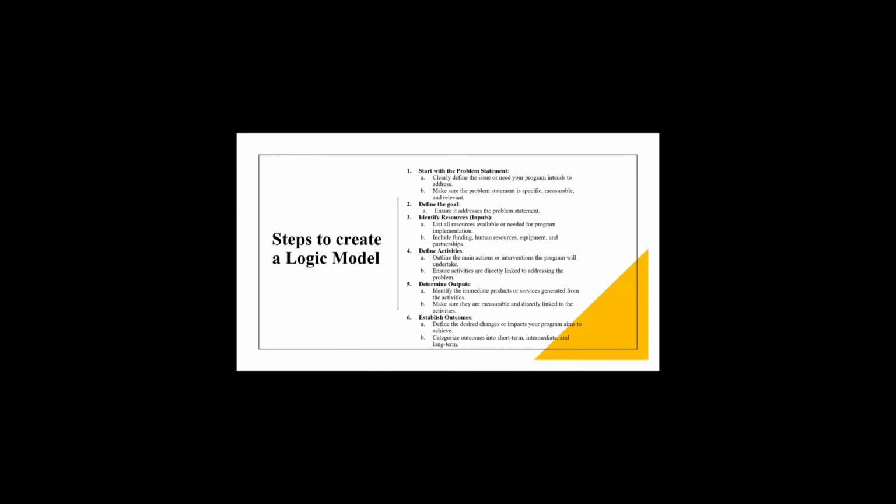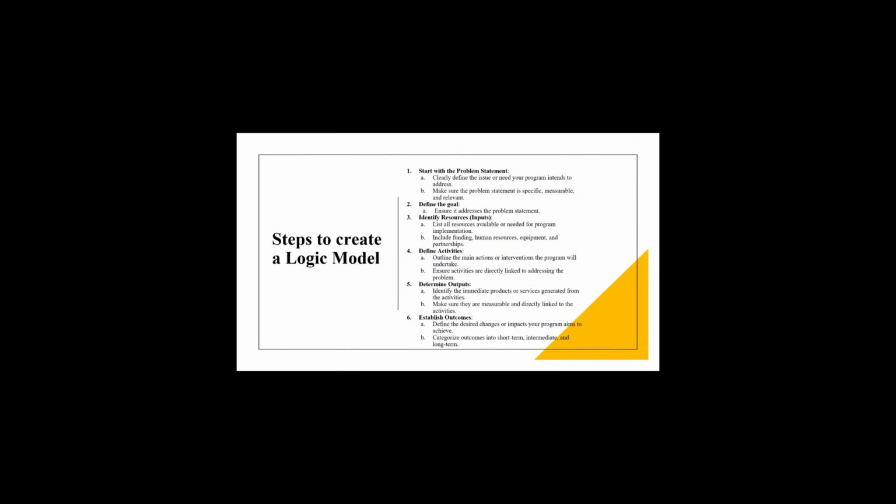And then the next step is to determine all the outputs, which are the immediate products or services that will be produced based on these activities. They also need to be measurable and clearly connected to what you're doing. You're not going to have an output that doesn't really address or impact the problem statement that you have identified there.